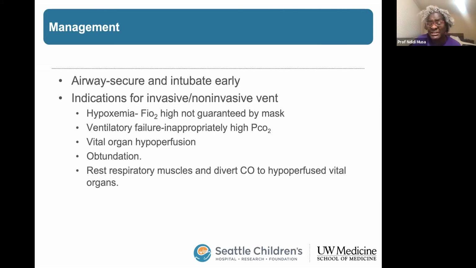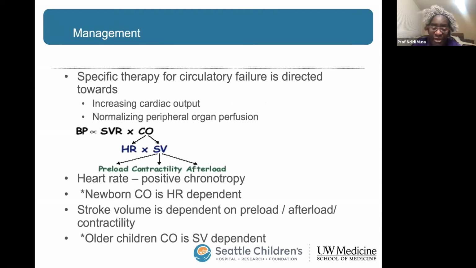So in the early phases of shock, the patient is tachypneic, so the PCO2 will be low. But if the PCO2 is climbing, then that tells you that this patient is unable to compensate. They're getting tired or fatigued, and so intubating them early would be important. Obtundation, if the patient is obtunded, they need a breathing tube. And obviously, resting the respiratory muscles, because about 30% of your cardiac output is diverted to the working respiratory muscles. So you do want to minimize that and increase your cardiac output.